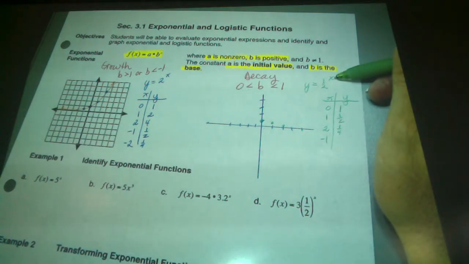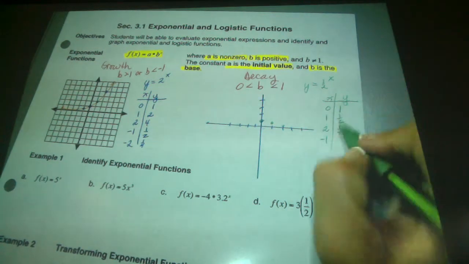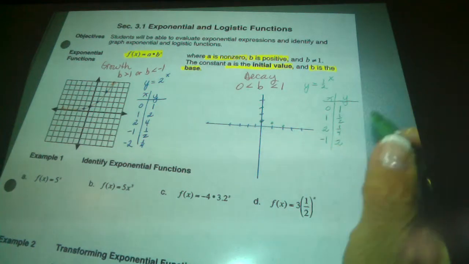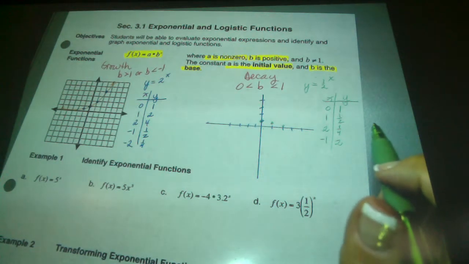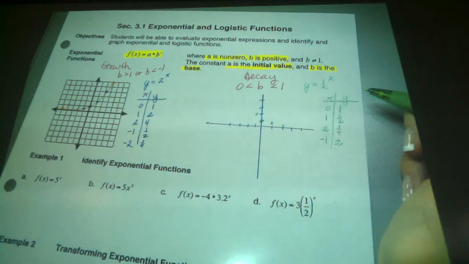If x were negative 1, 1/2 to the negative 1, what does that negative do to the 1/2? It flips the base of 1/2. It doesn't make it positive, it doesn't make it negative. That negative 1 flips the base of 1/2 and makes it 2. So it's 2 raised to the first power. So 1/2 to the negative 1 is actually 2. If you don't believe me, throw it in your calculator and check it. So when x is negative 1, y is positive 2.